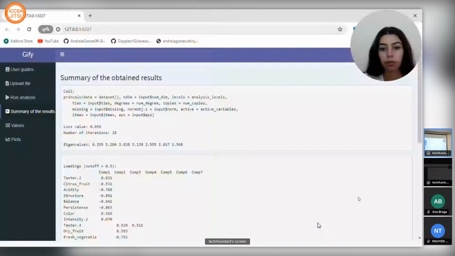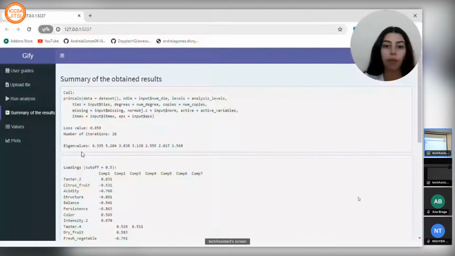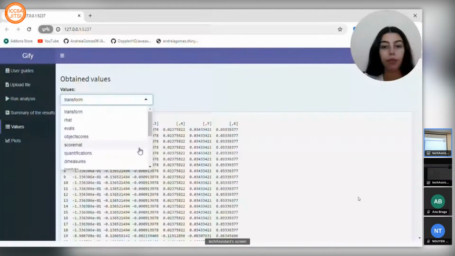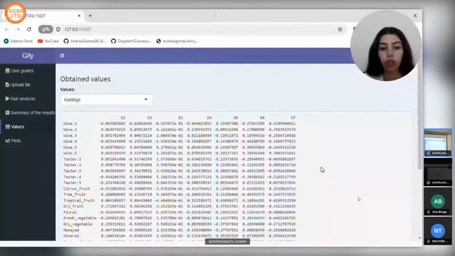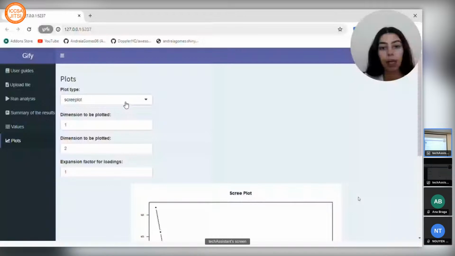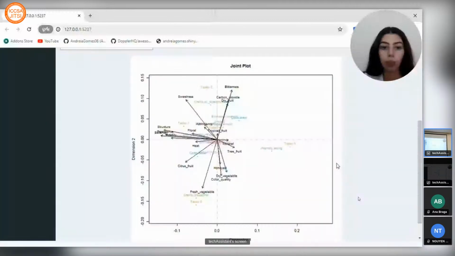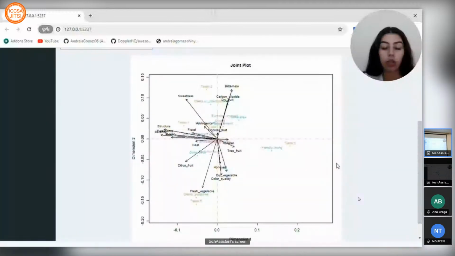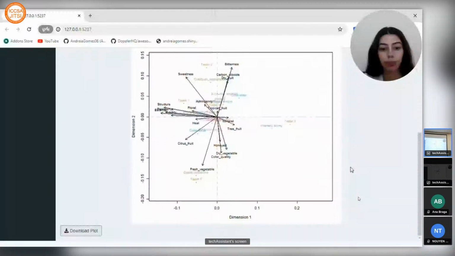In the summary step, summaries of the obtained results can be assessed. At the values step, it is possible to check all the values obtained through the princals function. Additionally, users can utilize the application for accessing and downloading graphical results, such as the scree plot, the transformation plot, the loading plot, the joint plot, the object plot, and the biplot generated from the analysis.